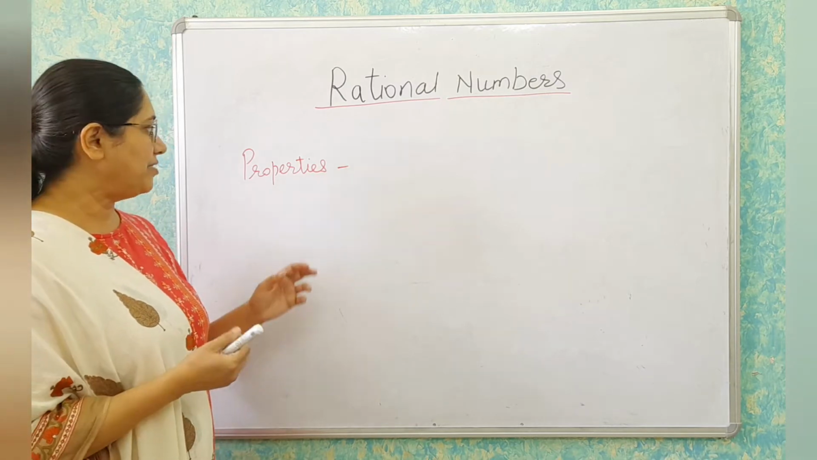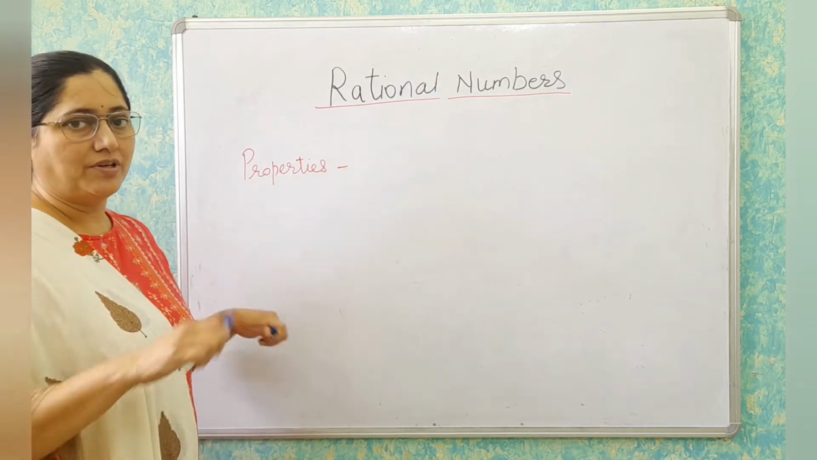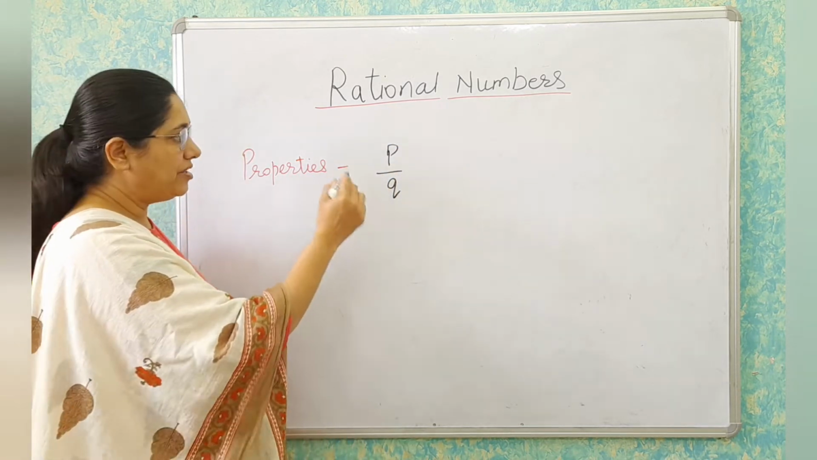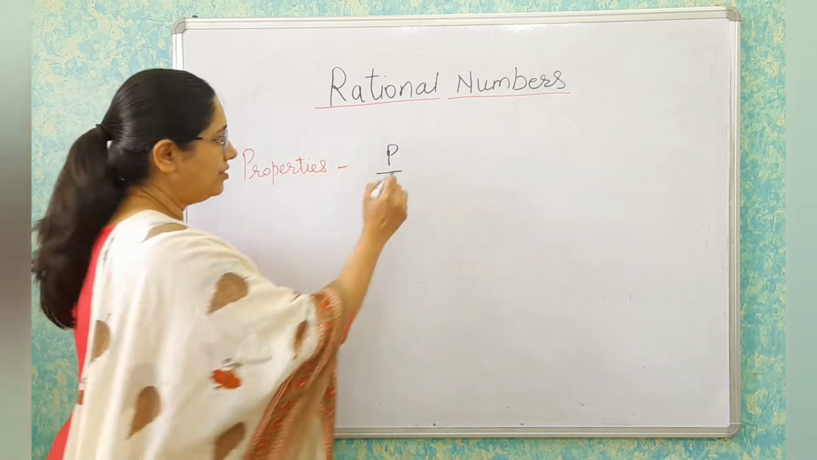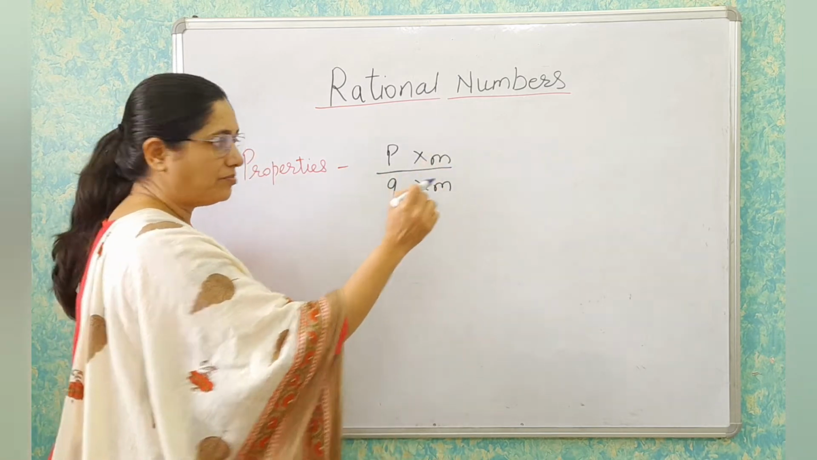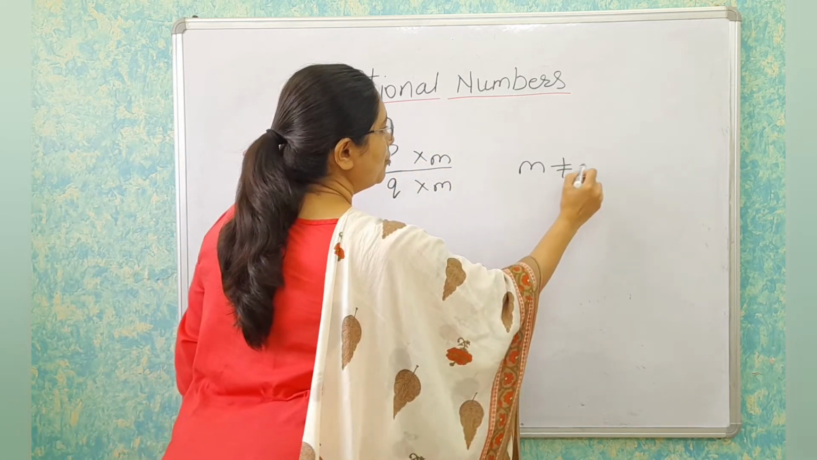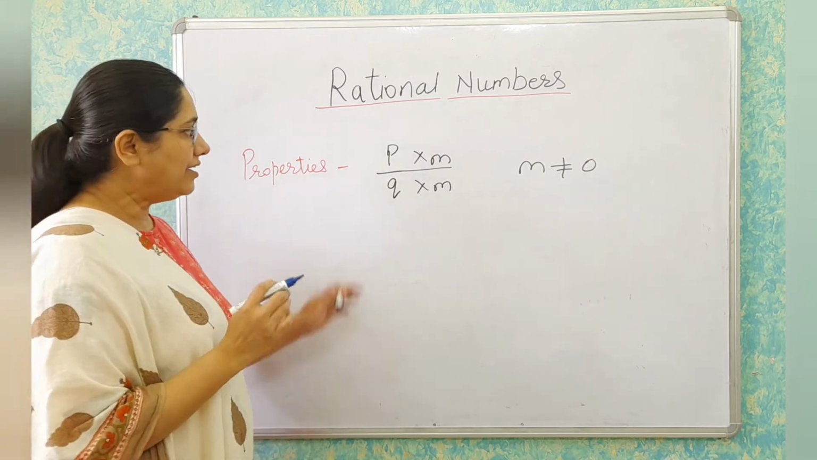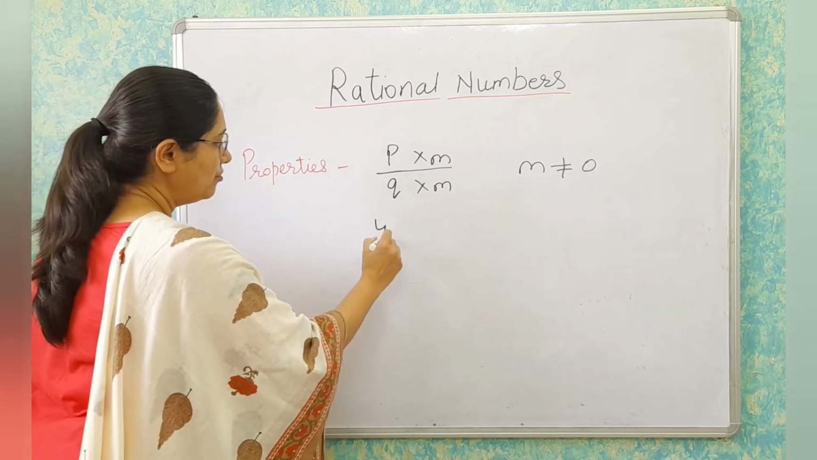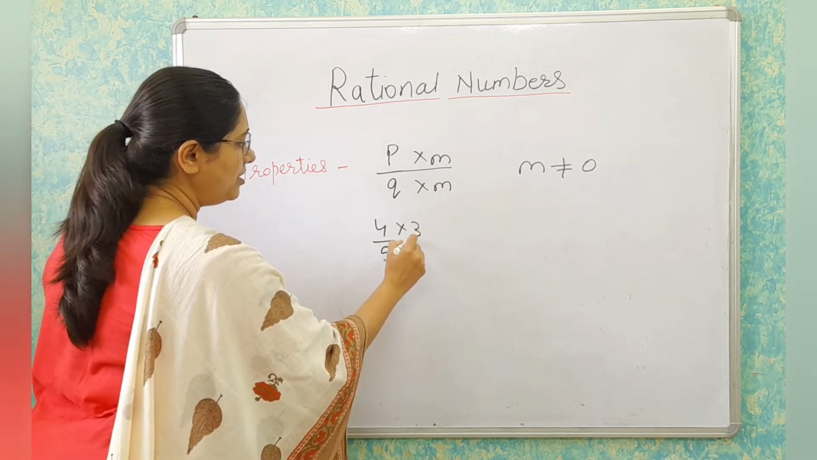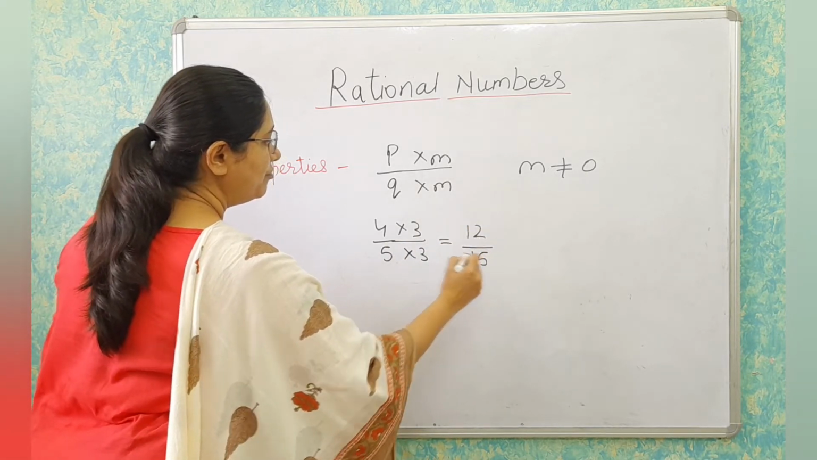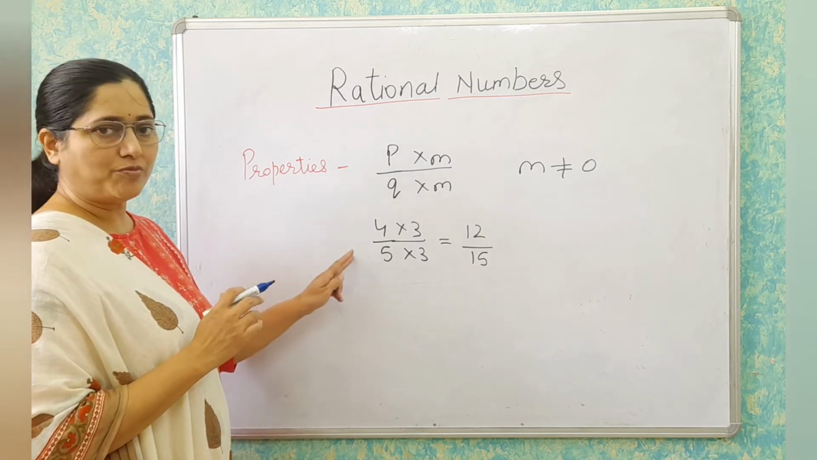Let's move to our next segment, properties of rational number. Suppose I am having a rational number p upon q, and if I multiply this p upon q with a non-zero integer, say m, but remember that condition is that m should not be equal to 0, I will get an equivalent rational number. For example, if I am multiplying 4 upon 5 with 3, I will get 12 upon 15. This is the first property.